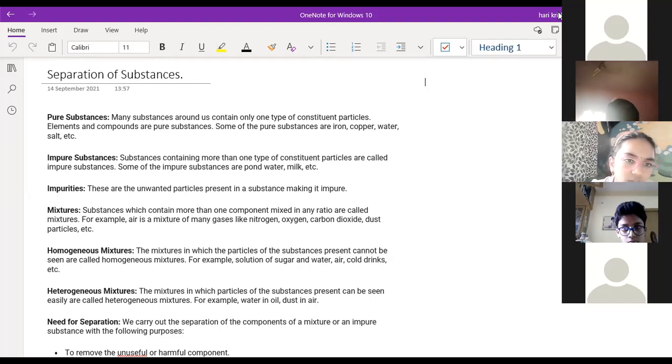Very good. What about Lohini? Sedimentation, decantation, filtration, and evaporation. Very good. Okay, that's also I remember. What about Sriharsha?